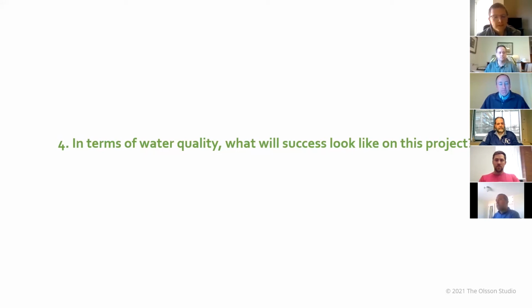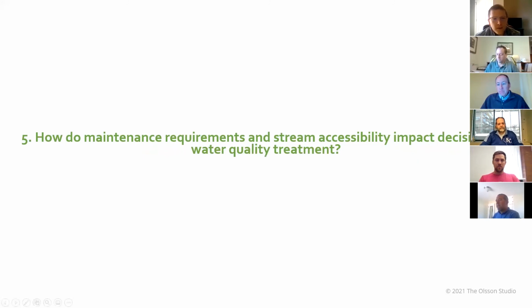Okay, Taylor, last slide. How do maintenance requirements and stream accessibility impact decisions on water quality treatment? So this is again about balance, I believe, but from a water quality perspective with accessibility and maintenance.